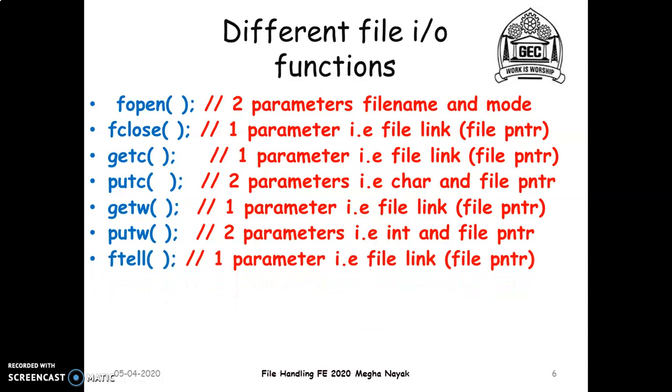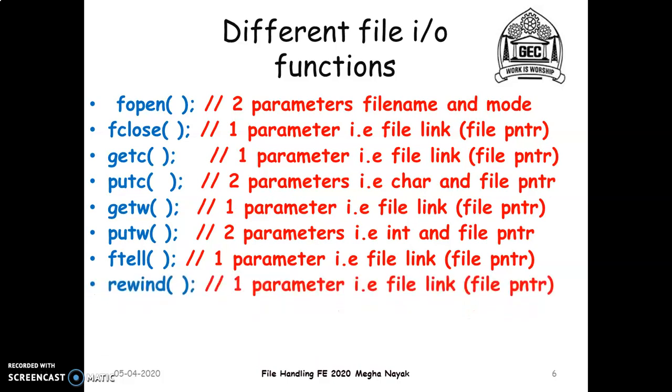Now we have one more function, that is ftell. Ftell is a function which takes as a parameter the file pointer. It takes only one parameter, and by doing this it's going to be telling us where exactly the cursor is present in a particular file.